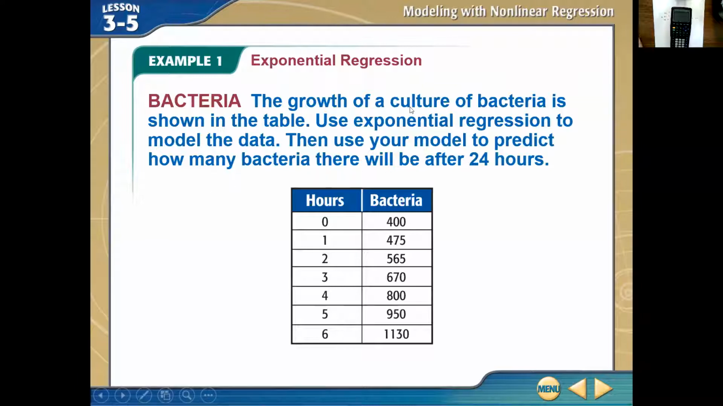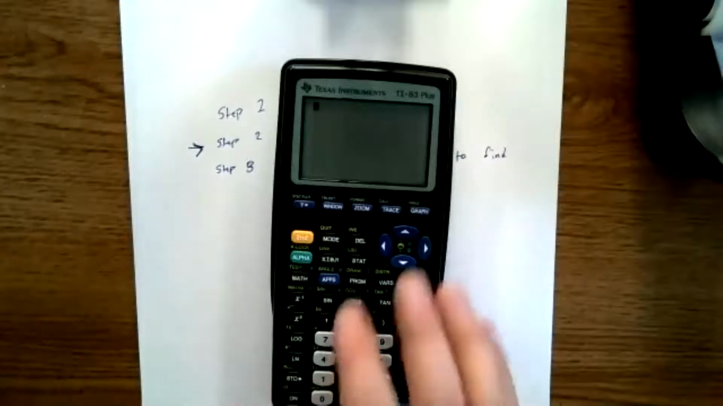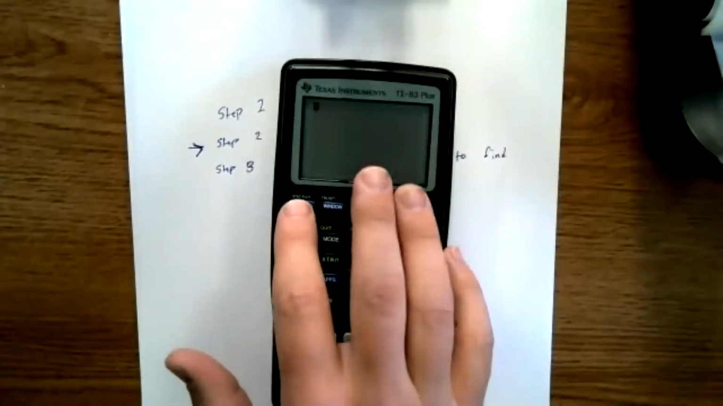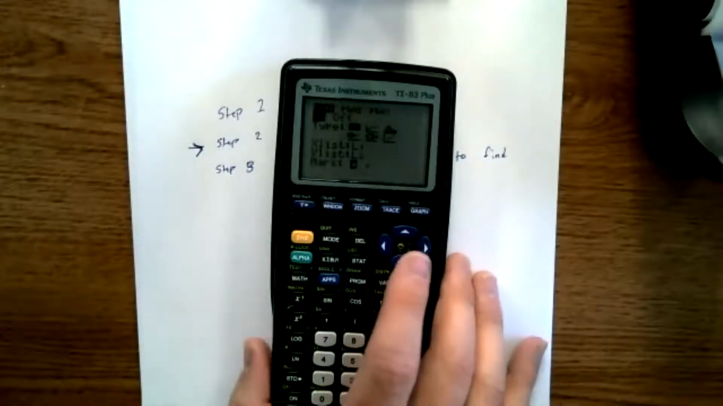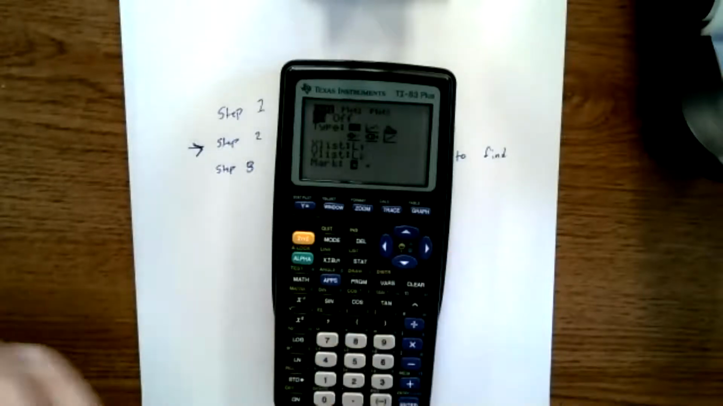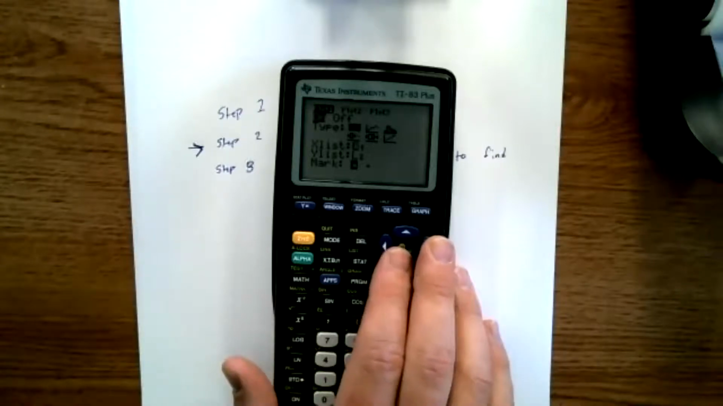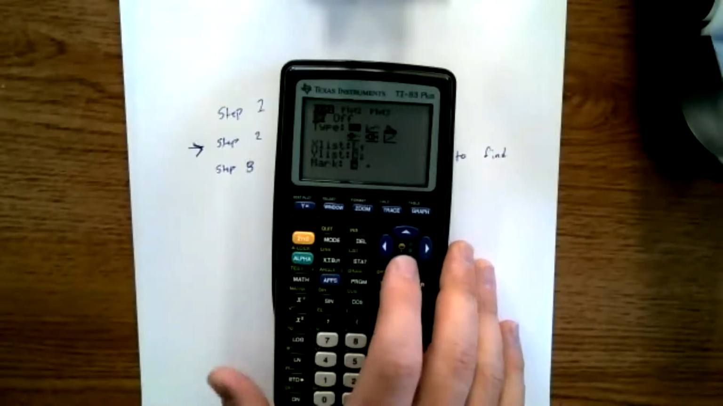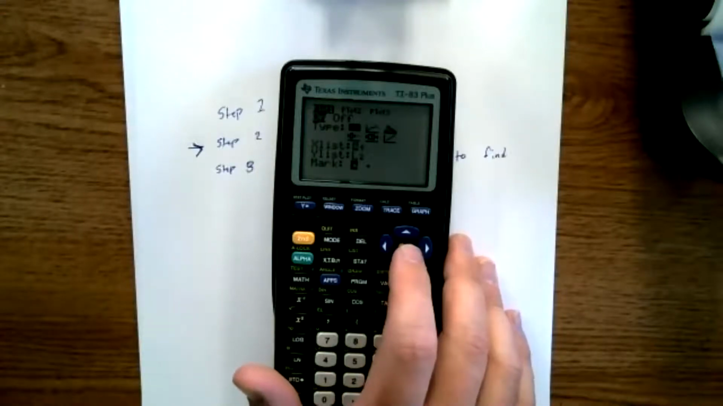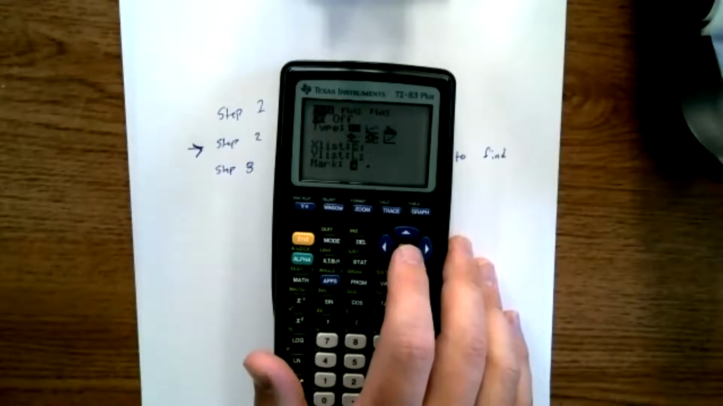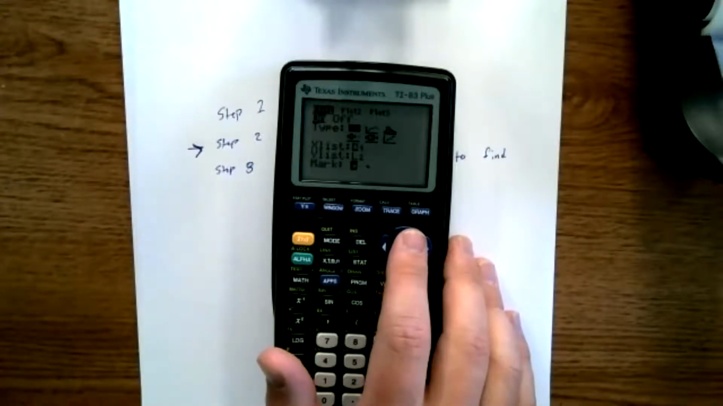The reason I'm doing that is because those are set up standard on your TI-83. If I were to go to second, stat plot, and click on plot 1, you can see that the X list is set up as L1 right there, and the Y list is set up as L2. That's because your hours are your inputs, or your independent variables, where your Y values are your dependent variables.